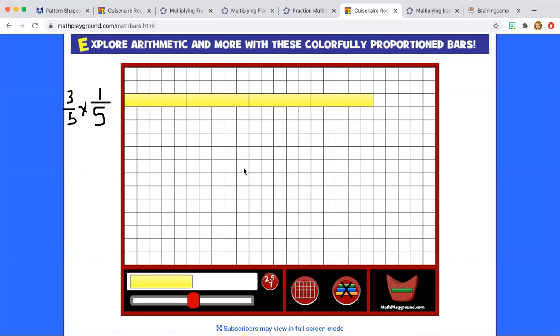1, 2, 3, 4, 5. This is my whole, right? Define your whole. Now I'm going to define my first fraction. 1, 2, 3. And now you can see I want to cut this whole length into 5 equal pieces. Or another way to think about that is I want 1/5 of this 1/5. I want 1/5 of this 1/5 and 1/5 of this 1/5.